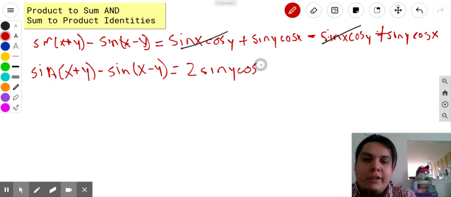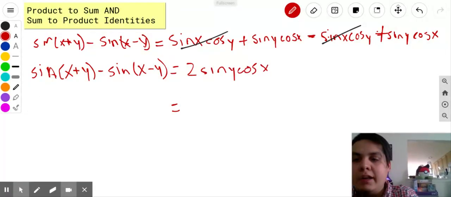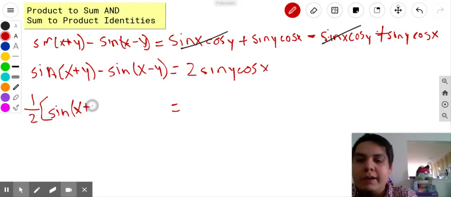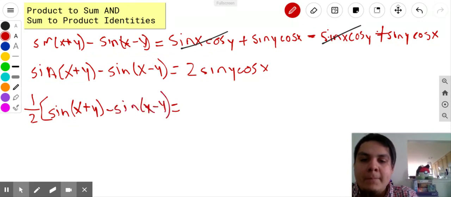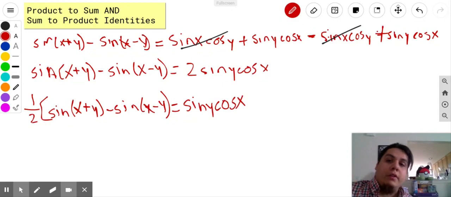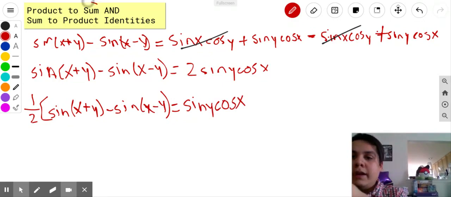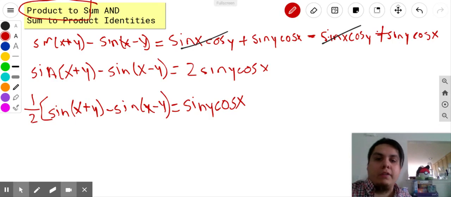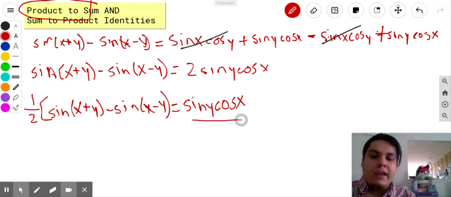And you can easily manipulate those to say that it is the product of 1/2 times sine of x plus y minus sine of x minus y, which should equal the product of sine of y cosine x. And those are these right here, the product to sum. So if I see a product like this, I could rewrite it in that form.